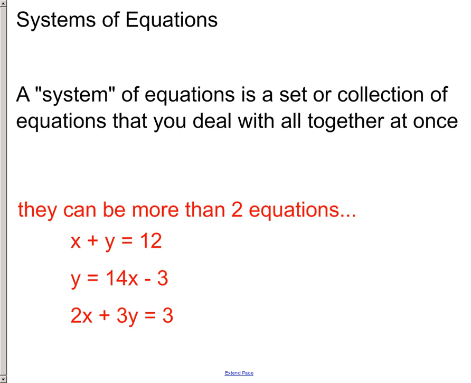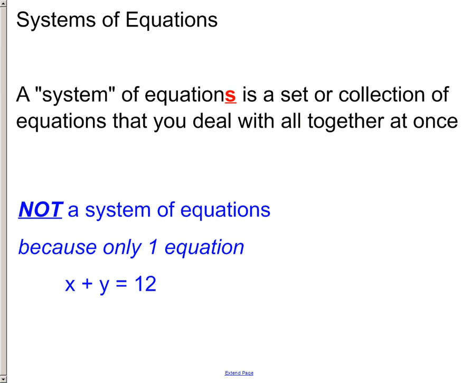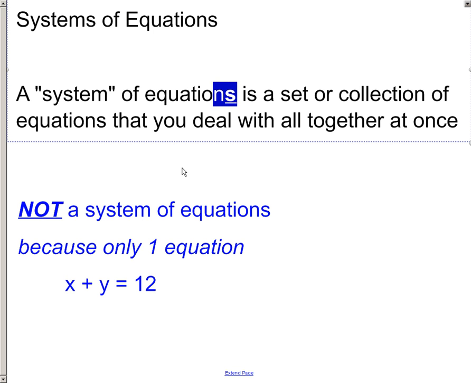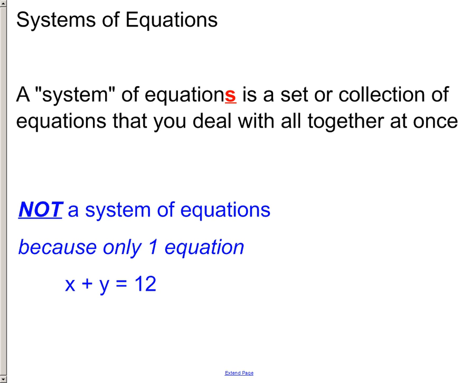But you can also have more than two equations. But systems of equations do not have just one equation. They have to have at least two equations because, again, it's a system of equations. You'll note that it's plural on the end of equation. So that's the main thing.